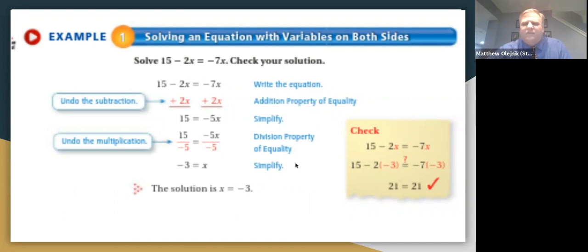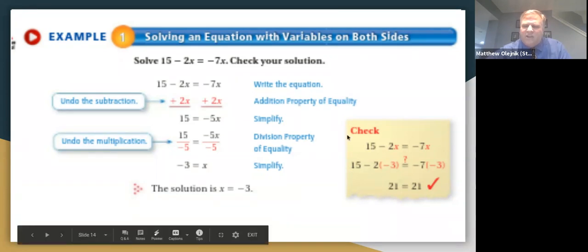Here's one of the examples from the Big Ideas 1.3. We have 15 minus 2x equals negative 7x. And in this equation, we're getting rid of that minus 2x by adding 2x to both sides, keeping everything balanced. We're going to get 15 equals negative 5x. The opposite of multiplying by a negative 5 is going to be to divide by a negative 5, and that's going to give us x equals negative 3. Here's once again an example of a check, plugging in that negative 3 to make sure everything balances and that our math was accurate.